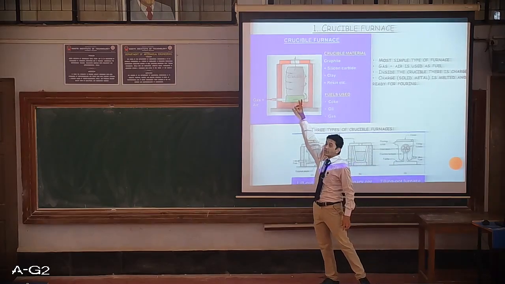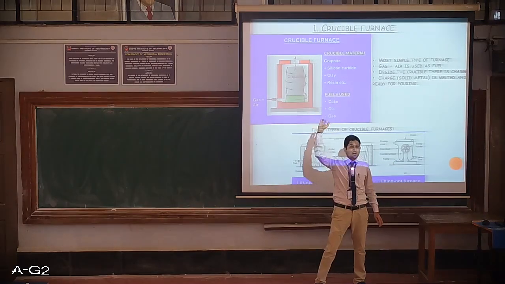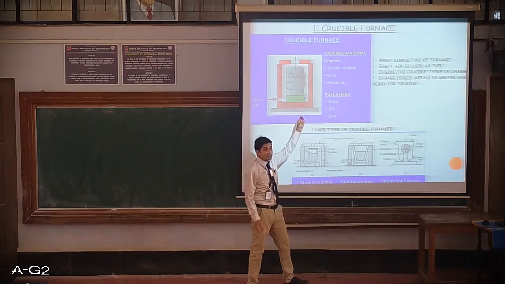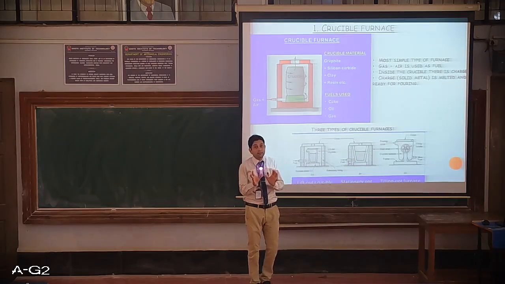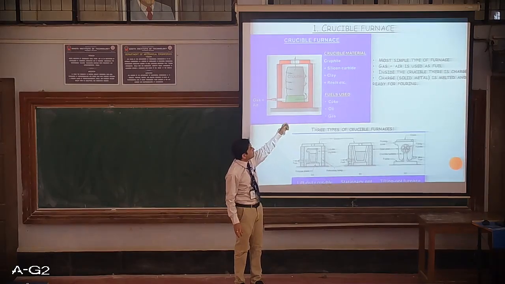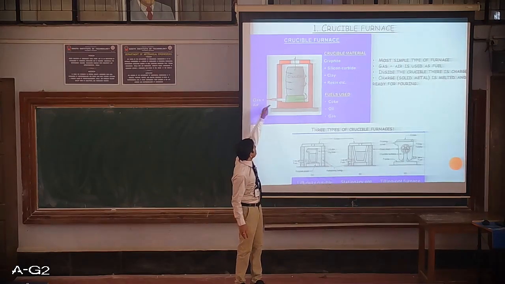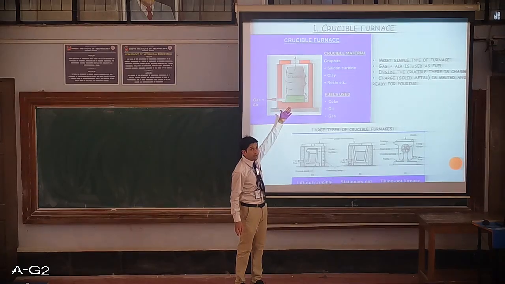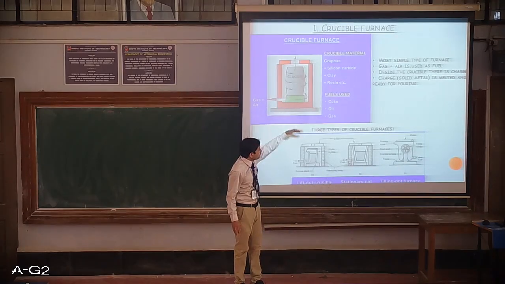Here the crucible will be made of cast iron or graphite. You put the charge inside. The meaning of charge is solid metal. It is put inside, and then you pass the air plus gas inside and burn it. Inside there will be burning. The charge will melt, and then it will be taken out.